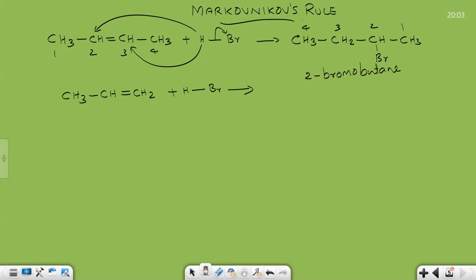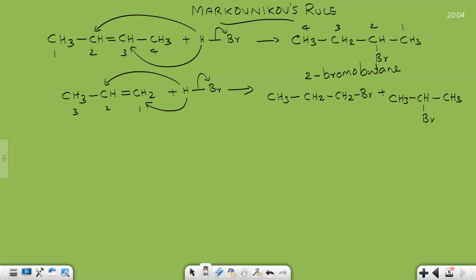Now we consider an asymmetrical alkene and its reaction with HBr. Here, as we know, this bond will move to bromine, and then you will get H plus and Br minus. Hydrogen can come to carbon number 2 or carbon number 1. But in these cases, we will get two different products. If hydrogen moves to carbon number 2, then bromine comes to carbon number 1, so you will get CH3, CH2, CH2Br. And if hydrogen goes to carbon number 1, the product formed will be CH3, CHBr, CH3. So these two are two different compounds.